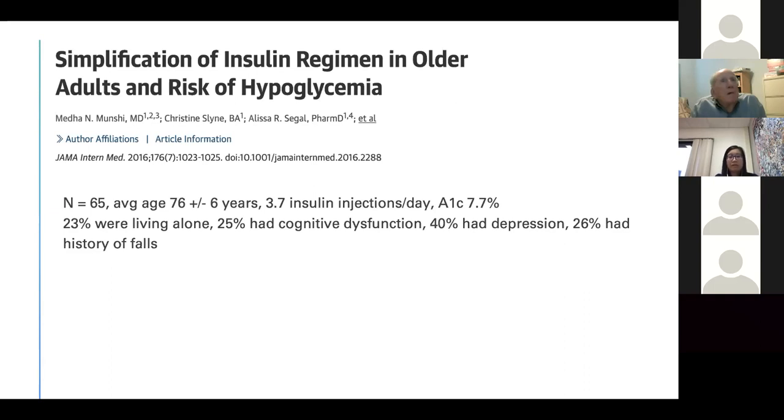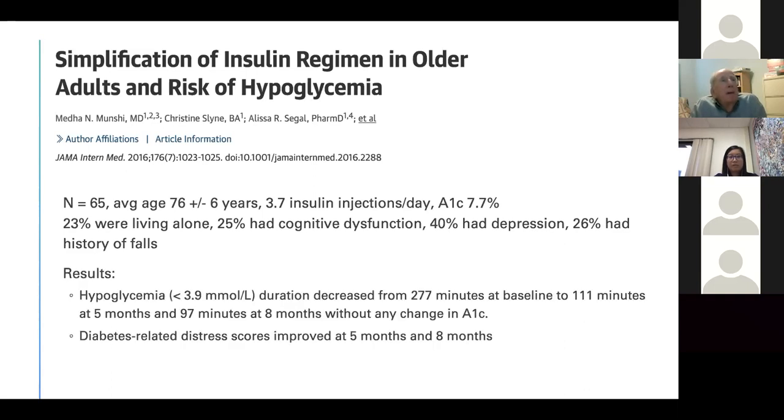23% of them were living alone, 25% had cognitive dysfunction, 40% had depression, and 26% had a history of falls. With this insulin simplification algorithm, she was able to decrease hypoglycemia duration from 277 minutes at baseline to 111 minutes at 5 months, and then 97 minutes at 8 months, without any change in A1C or glycemic control. The patients also had improvement of their diabetes-related distress scores at the five-month period as well as the eight-month period.